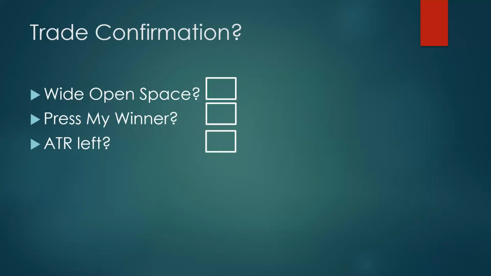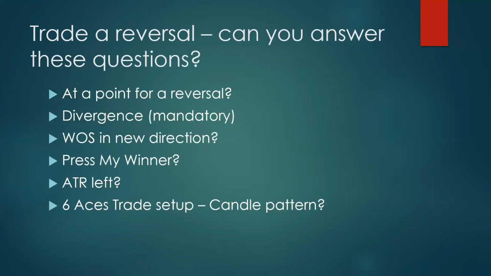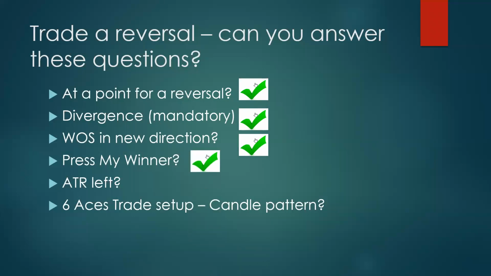All right. Do I have a wide open space? Yes. Can I press my winners in this wide open space? Yes. Do I have enough ATR in this wide open space? Yes. You may have a trade setup. Am I going to trade a reversal? Can you answer these questions? Am I at a point for reversal? It's your job to know that. Do I have divergence? It's mandatory. Do I have a wide open space in the new direction? Can I press my winner in the new direction? Do I have enough ATR left in the new direction? And the 6 aces trade setup will catch every single one of them.